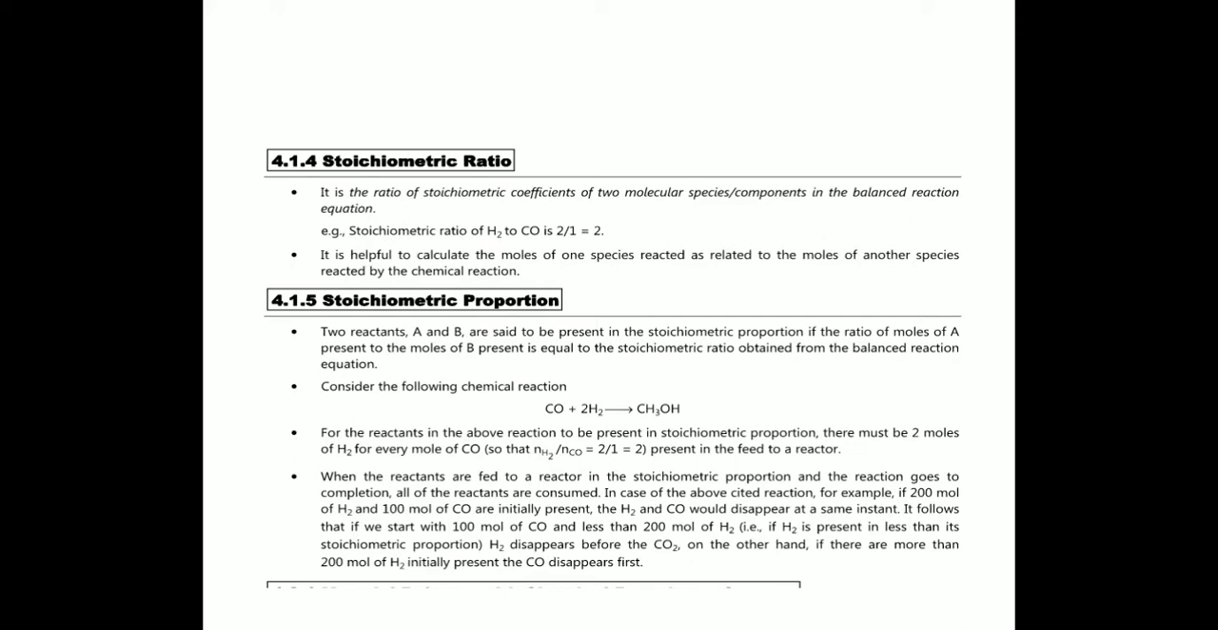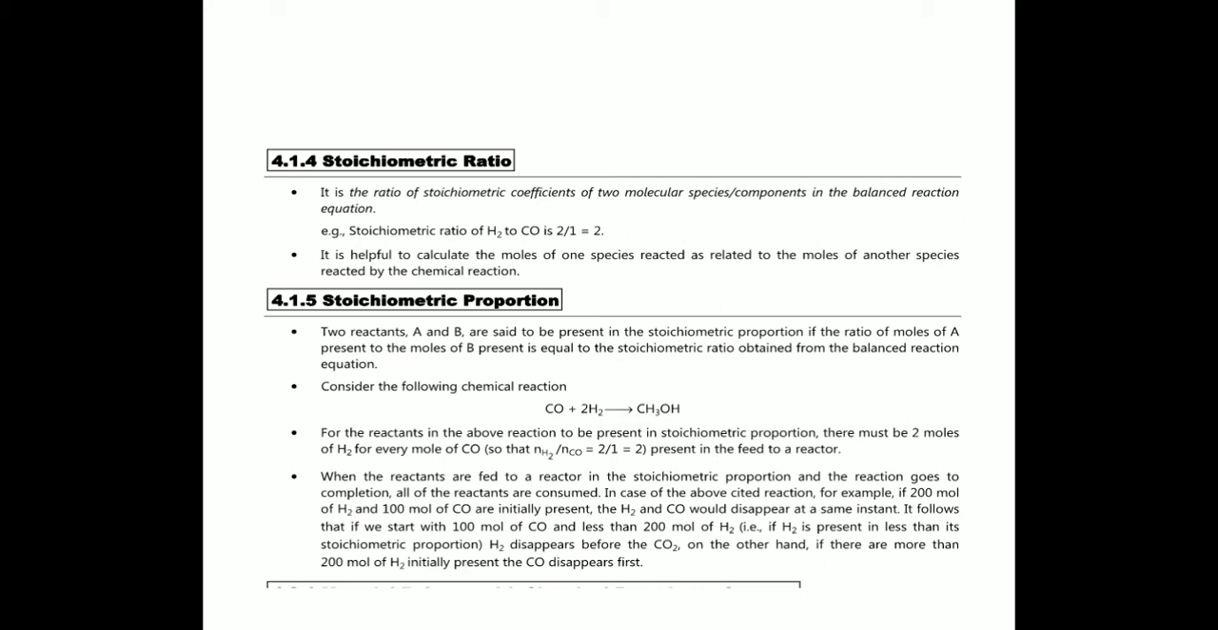It is the ratio of stoichiometric coefficients of two molecular species or components in the balanced reaction equation. For example, the stoichiometric ratio of hydrogen to CO is 2:1, or 2. It will be helpful to calculate the moles of one species reacted as related to the moles of another species reacted by the chemical reaction.